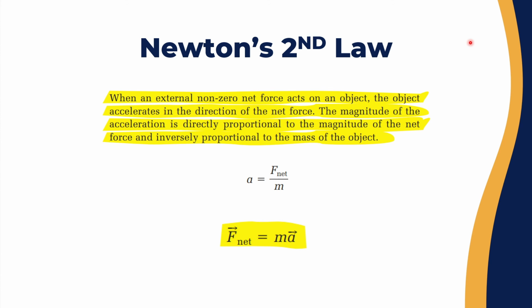So now we can summarize Newton's second law of motion the way Isaac Newton described it. When there is an external force acting on an object, the object accelerates in the direction of the resultant or the net force. The magnitude of acceleration is directly proportional to the magnitude of the net force and inversely proportional to the value of the mass of that object.